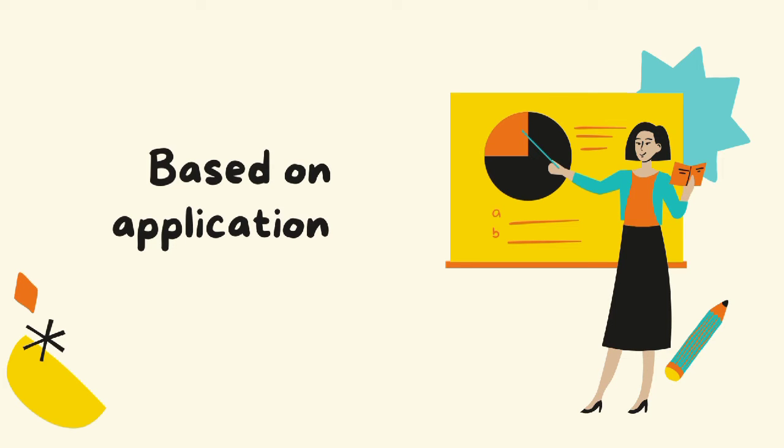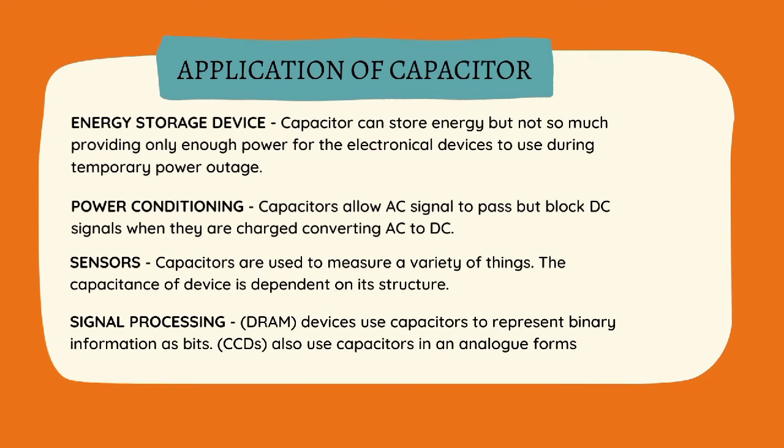Bismillahirrahmanirrahim. I am Yusuf and I will present the difference between the capacitor and battery based on the application. So, the application of capacitor. Energy storage device. Capacitor can store energy but not so much, providing only enough power for the electronical devices to use during temporary power outage.